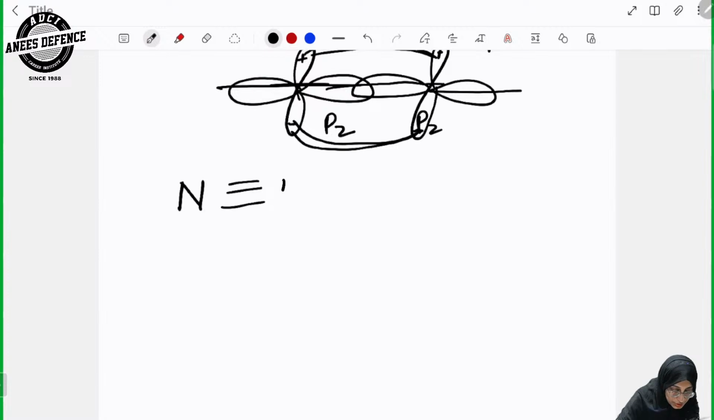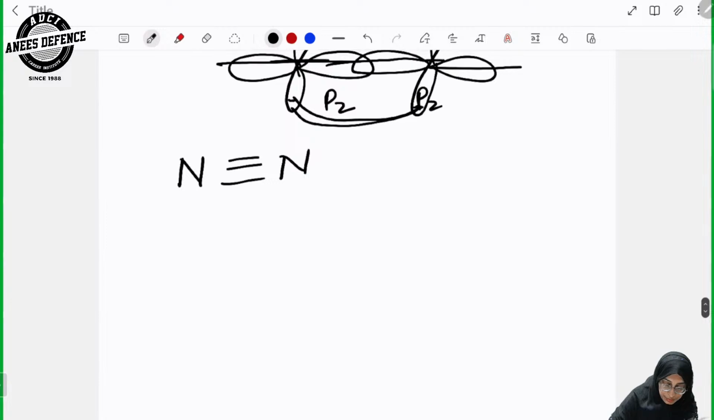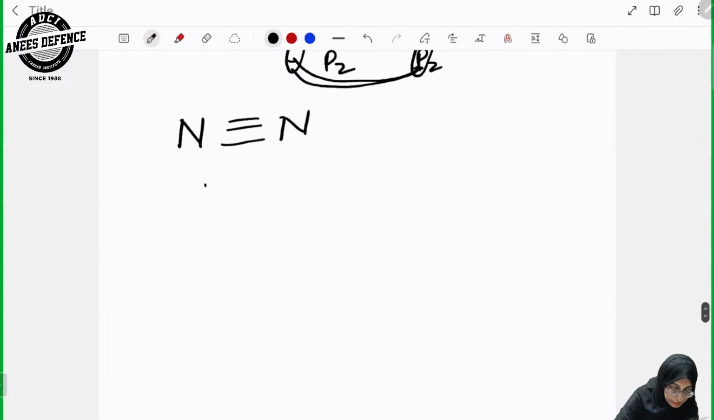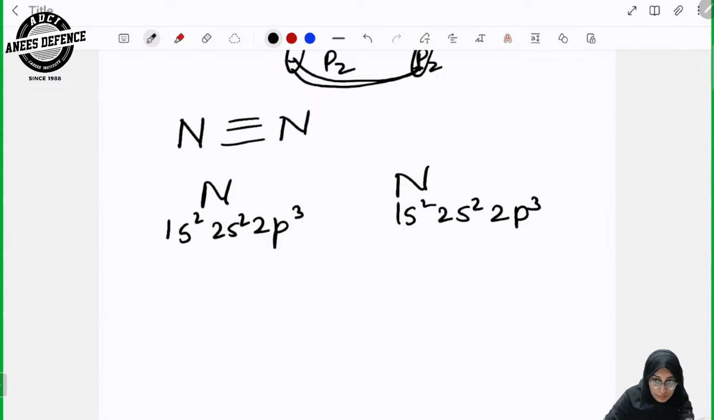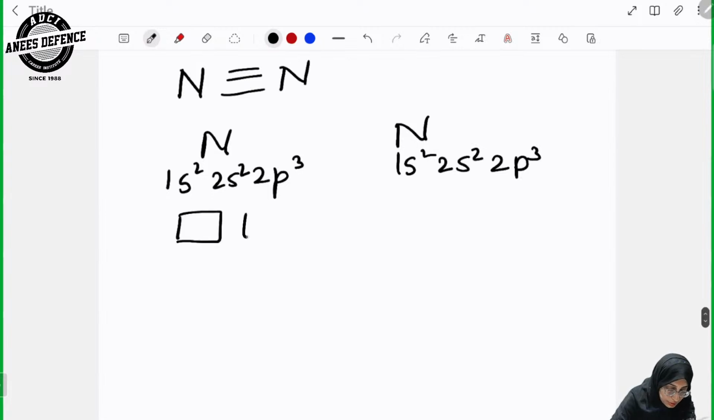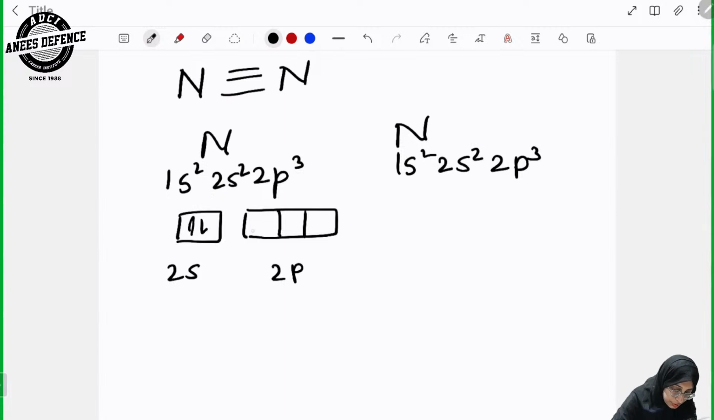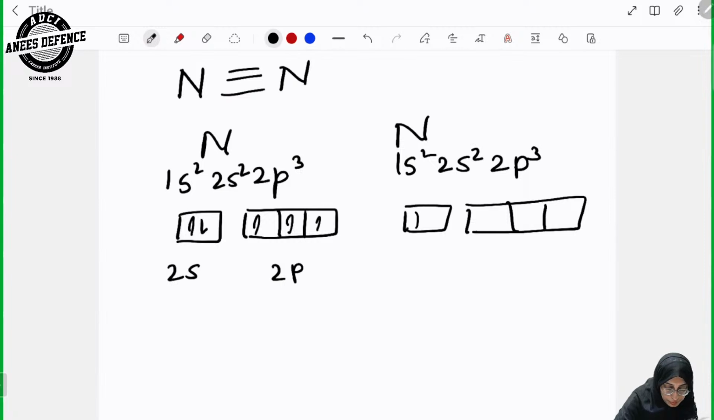This is nitrogen. You know there is a triple bond. How? Let's explain this. We'll take two atoms of nitrogen. Its electronic configuration is 1s2, 2s2 and 2p3. Its orbitals will be 2s and 2p.